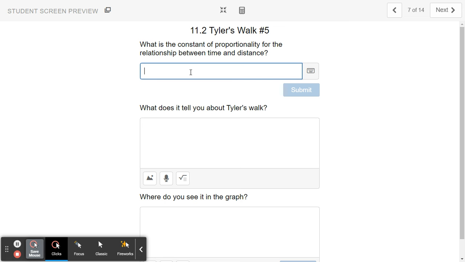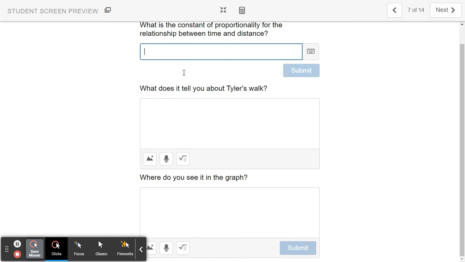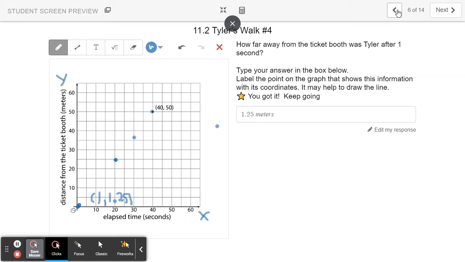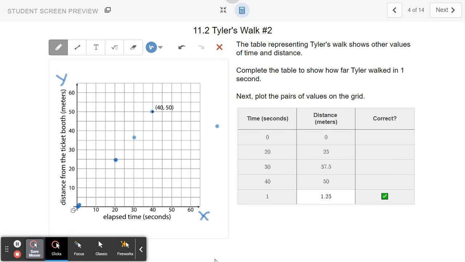Now, what's the constant of proportionality for the relationship between the time and the distance? Well, we had already talked about this, right? The COP is the number that we would have multiplied all, and I'm going to go back to the table. The COP is the number we multiply all of the X column by to get to the Y.